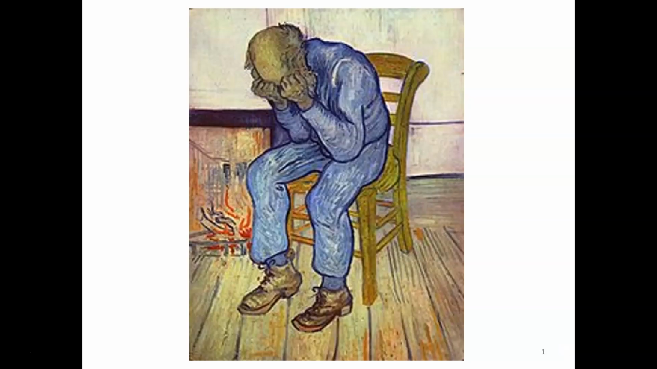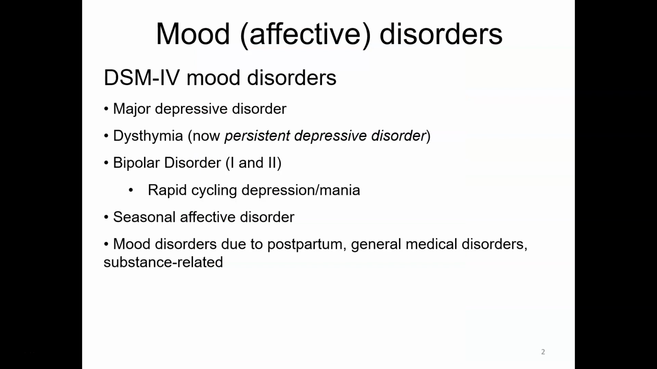Okay, so what you are looking at here is a painting by Vincent van Gogh. And for those of you who may not have as much training in art history or in humanities, it's pretty well documented that Vincent van Gogh might have potentially suffered from bipolar disorder. So in this lecture, we're going to focus on mood disorders, or what are termed affective disorders.